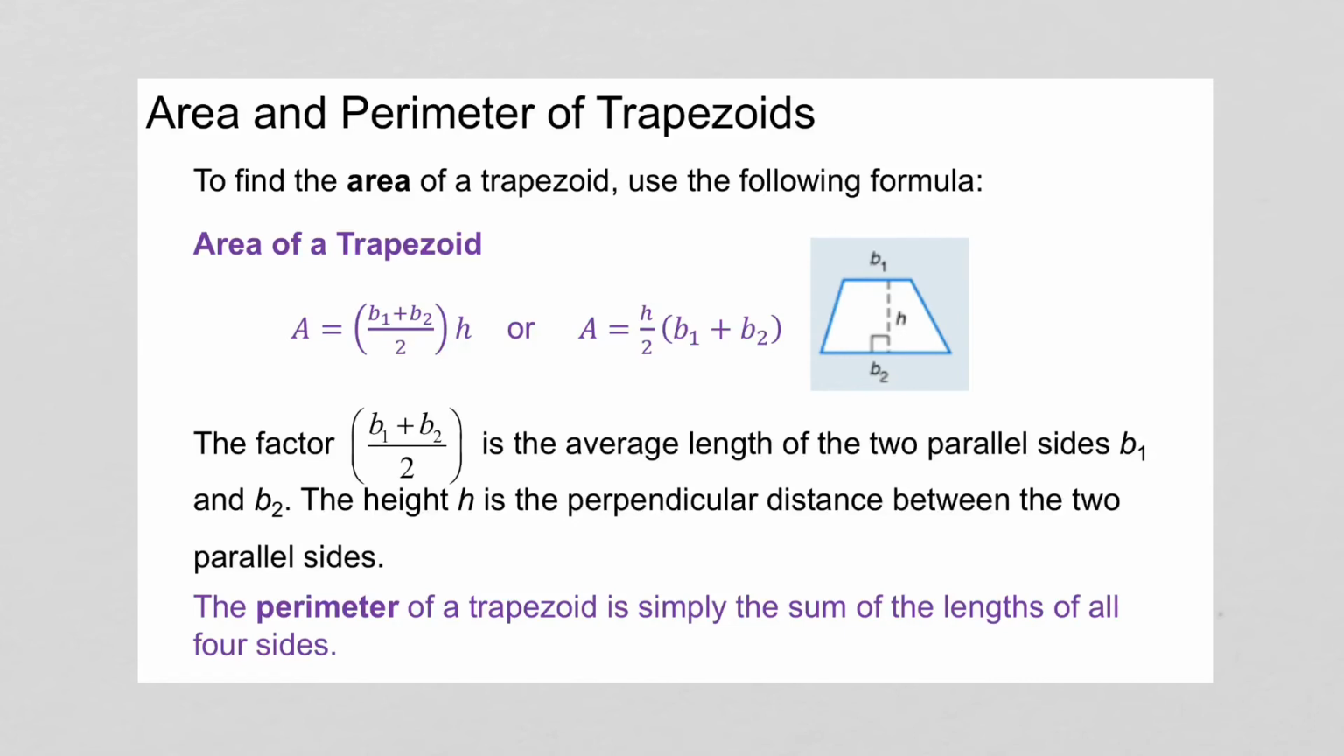I like to say that rather than memorizing this formula here, b sub 1 plus b sub 2 divided by 2 times h, or half of h times b sub 1 plus b sub 2. You can memorize the formula, but the fact is it's the average of the bases times the height. And the bases are the two parallel sides. Even though this one is on top, we still are calling it a base. And the perimeter, add up the sides, of course.